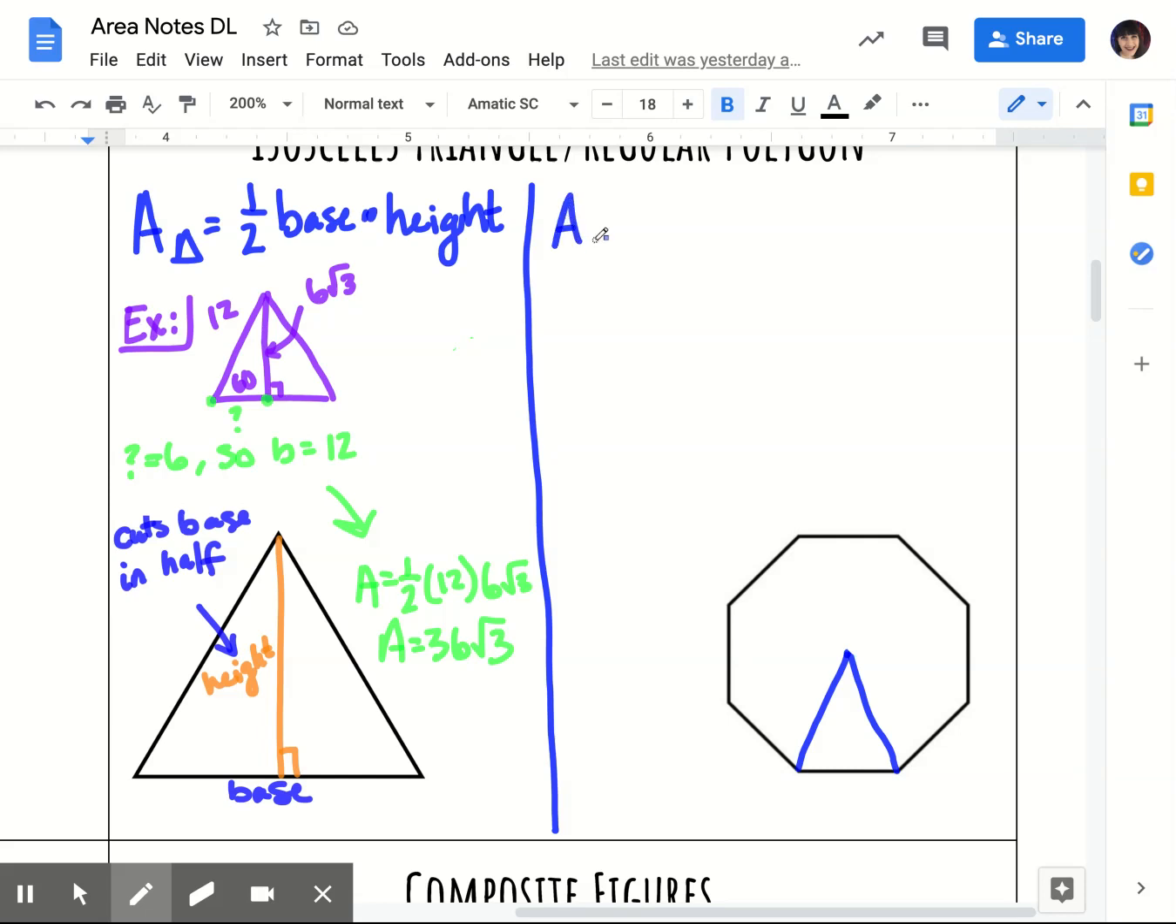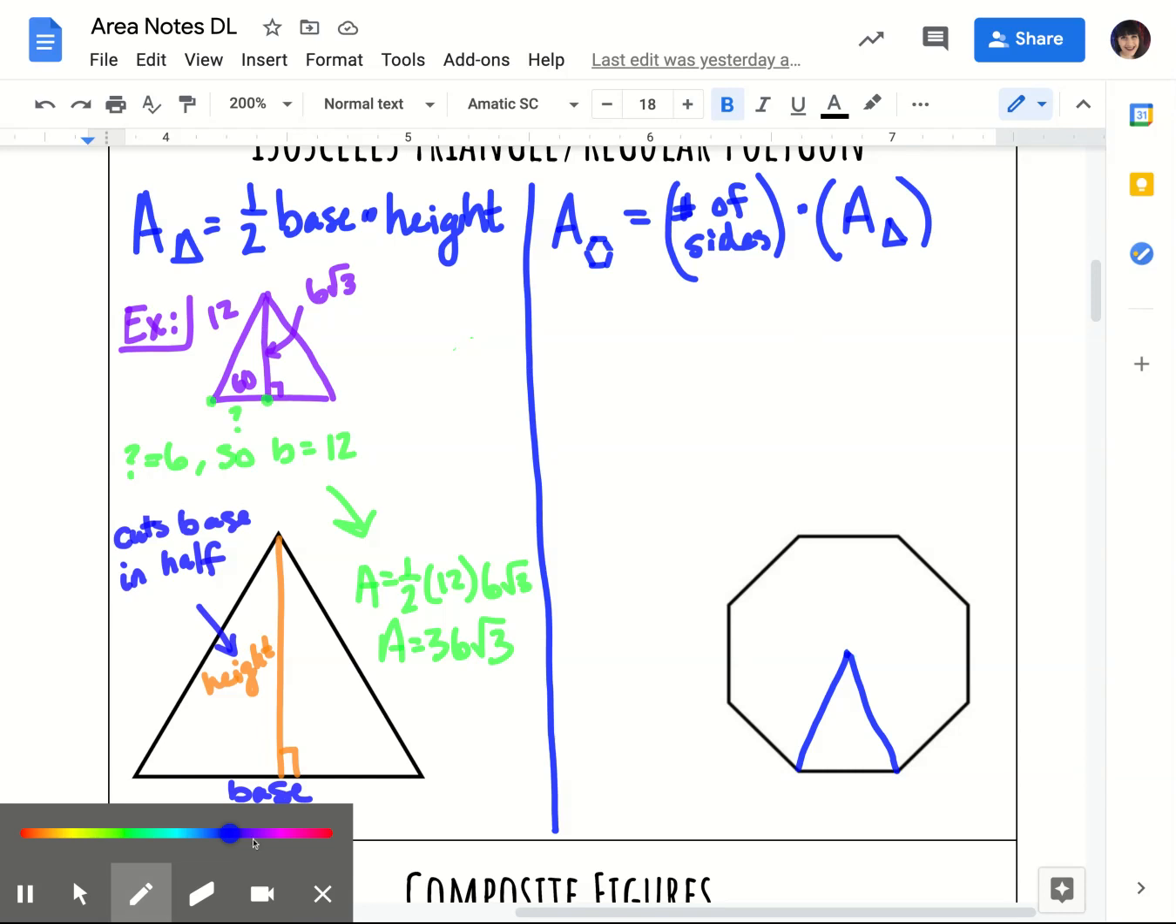So the area of a regular polygon, which is what this little symbol is right here. Now remember, a regular polygon is just any shape where all of the sides are the same length. So my formula here is the number of sides times the area of one of those isosceles triangles. Okay, so I'm going to give you an example here.